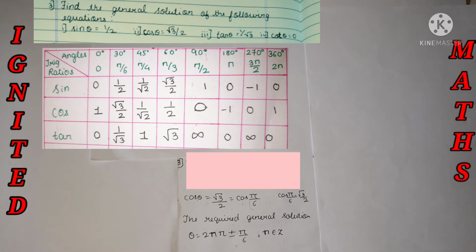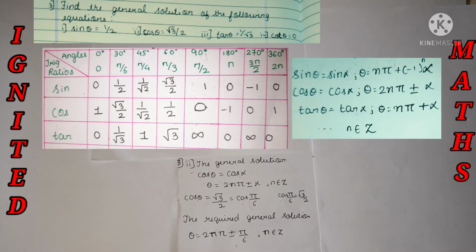First, we need to identify root 3 by 2 from the trigonometry tables. So cos theta is equal to root 3 by 2, which is nothing but cos pi by 6. Cos pi by 6 is equal to root 3 by 2 by the trigonometric tables. Now we need to identify the general solution of it. Here are some of the formulas displayed, in which we need to identify which formula to use. It is in the form of cos theta is equal to cos pi by 6.